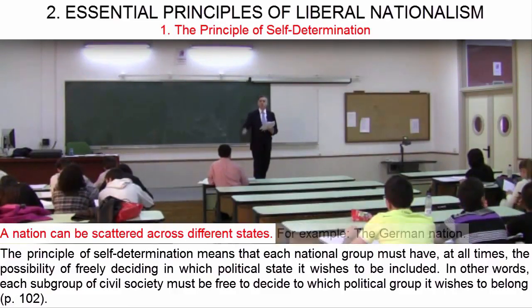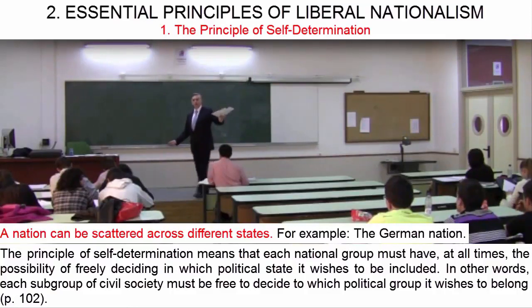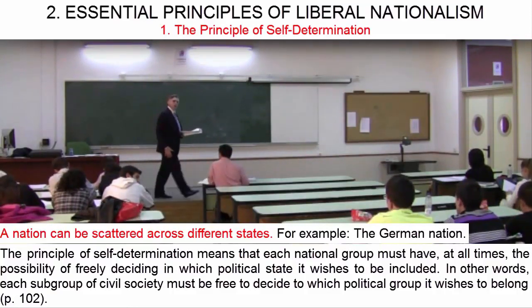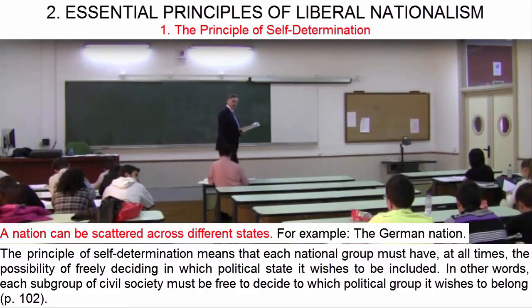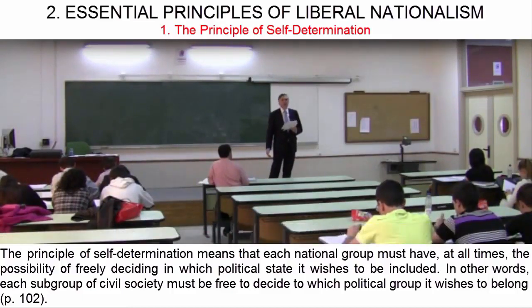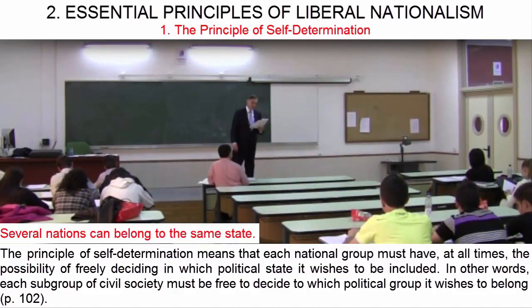We could also mention the German nation. The German-speaking nation has about 100 million inhabitants scattered across at least three political states in Europe. I am talking about Germany, of course, the Federal Republic of Germany, Austria, and part of Switzerland. The opposite situation is also possible. Different nationalities or nations can choose to jointly form one political state.